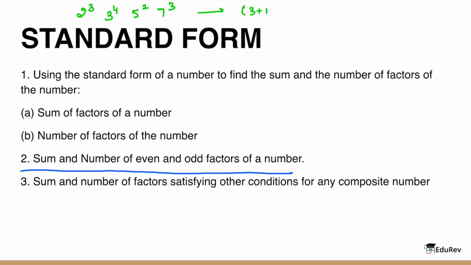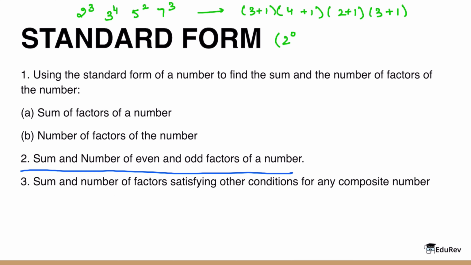3 plus 1, because 3 is the exponent of 2. So the maximum number of exponents possible is going to be 4. Why? Because 0 is also added in this. Similarly, 4 plus 1, 2 plus 1 and 3 plus 1. And this whole is based on the logic that the number of factors will be the same as the number of terms in the expansion. And what is the expansion we are holding in this?